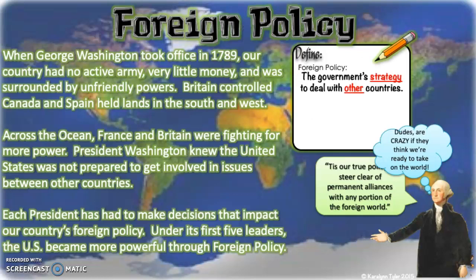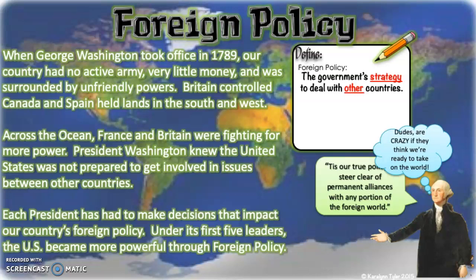For the first presidents in general, not just the first 5 specifically, they had a big job to do in defining what the United States stood for, defining what kind of a nation we would be amongst other nations in the world. And so part of our focus on U.S. history isn't just what's happening inside of the country, but it's also focusing on what happens outside of the country and how that affects the United States. And that really is what foreign policy stands for.